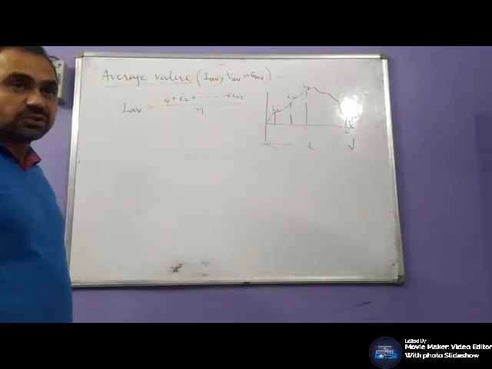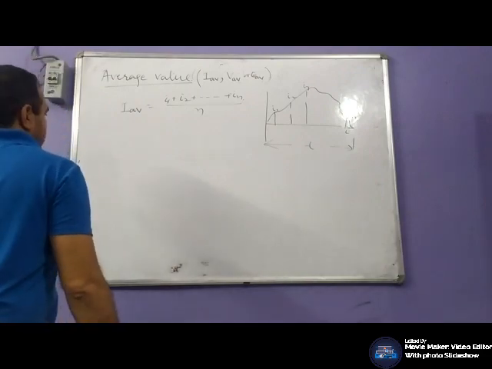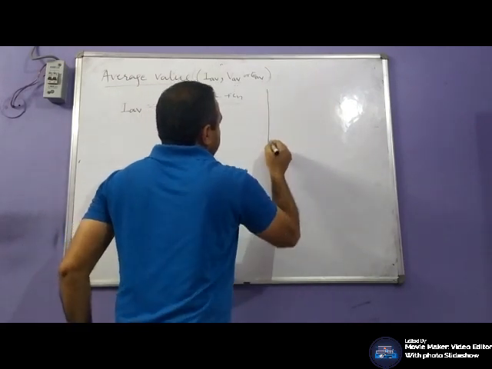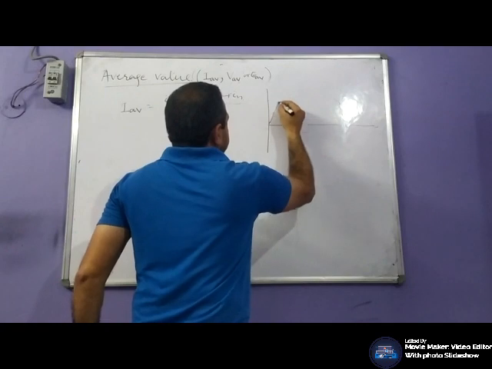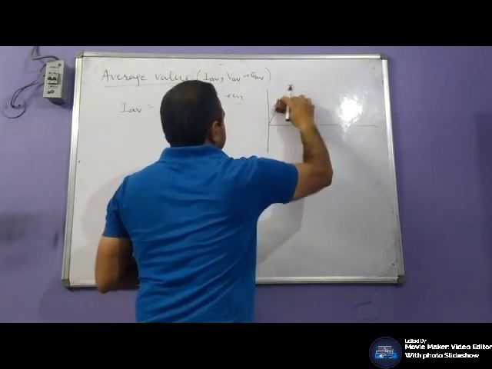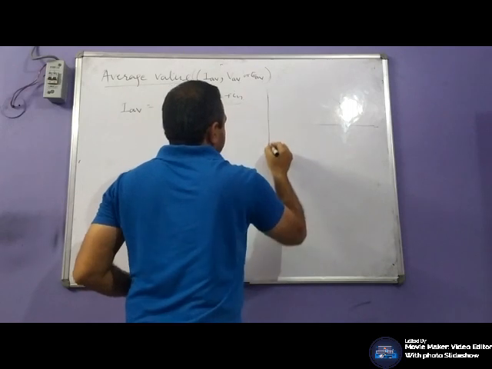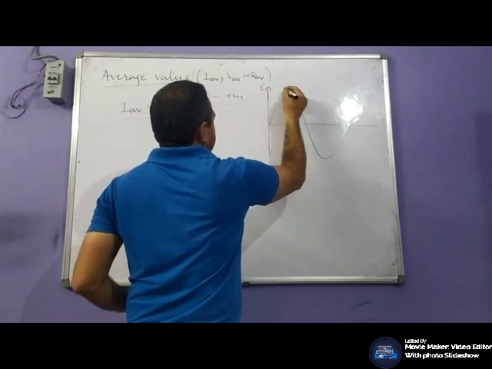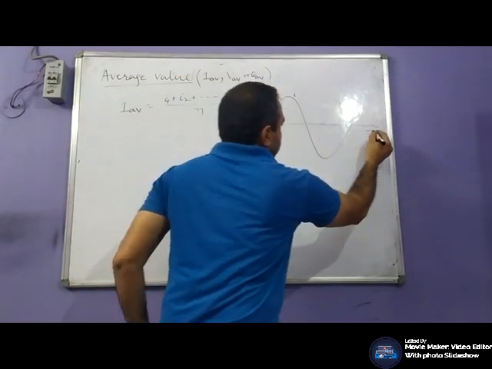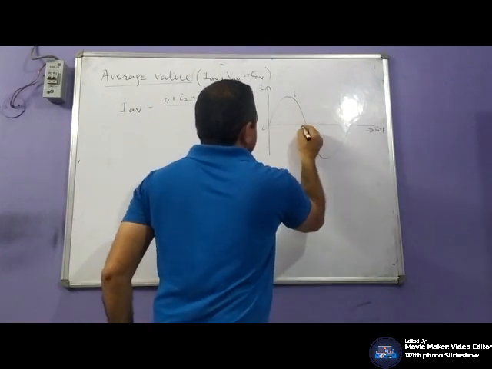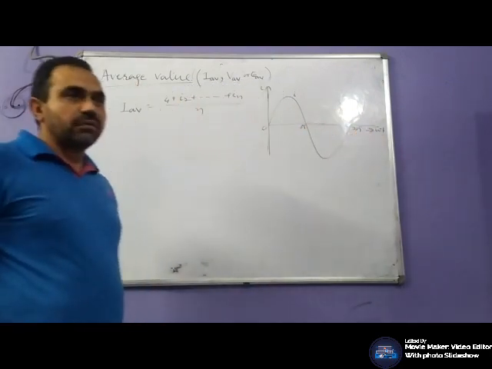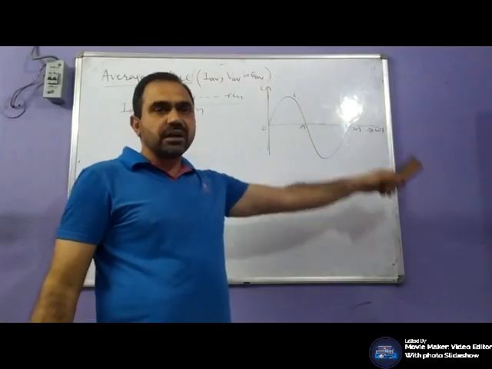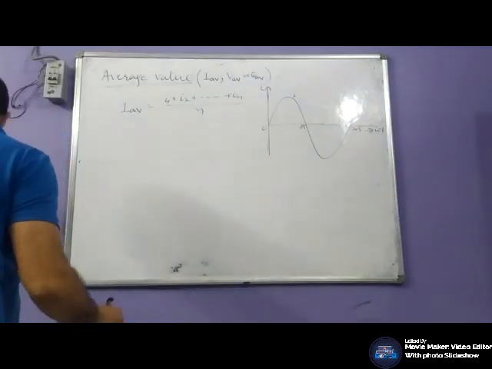If we have the sinusoidal wave shape, for example, our alternating wave shape is of this nature. That is, this is the wave shape for current. What would be the average value of this wave shape? Area under the curve for the cycle divided by base length.